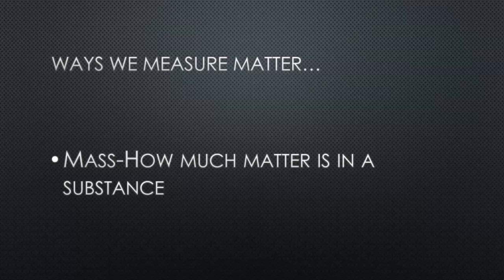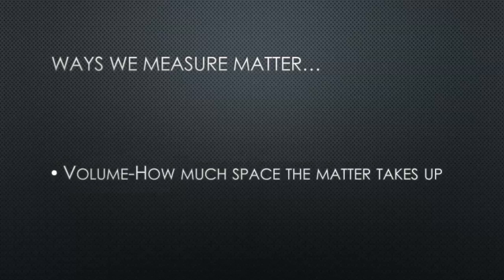The first one is mass. We can talk about how much matter is in a substance. And what we really mean by how much matter is how many atoms. So how many atoms are actually in a substance. Volume is another way of measuring matter, and that addresses the issue of how much space the matter takes up. So some kinds of matter take up a lot of space, and some kinds of matter take up a teeny tiny amount of space.